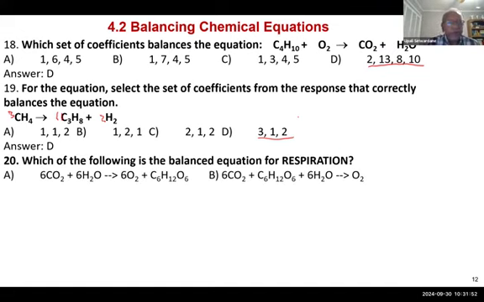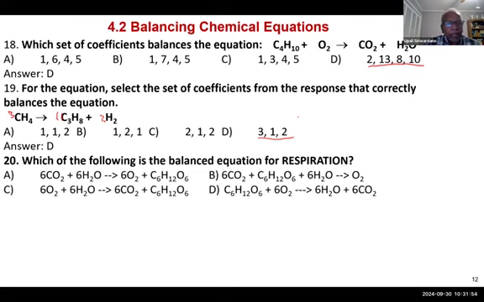We talked about respiration. Respiration is the opposite of photosynthesis. In photosynthesis, carbon dioxide reacts with water to produce glucose. This is photosynthesis. Respiration is the opposite of that.